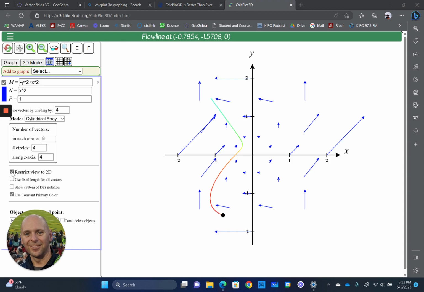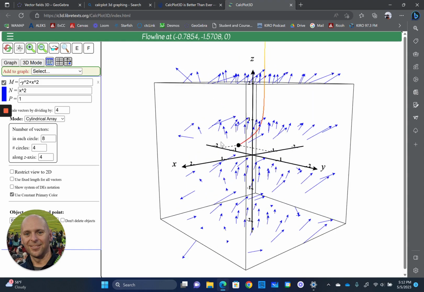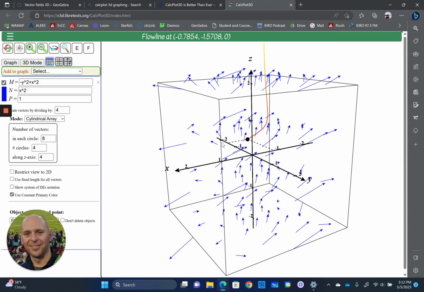And again, just visualizing that in 3D. You can see the flow line there as well. So again, kind of challenging to visualize these things, but a good idea to have some kind of a utility to help us graph these vector fields.